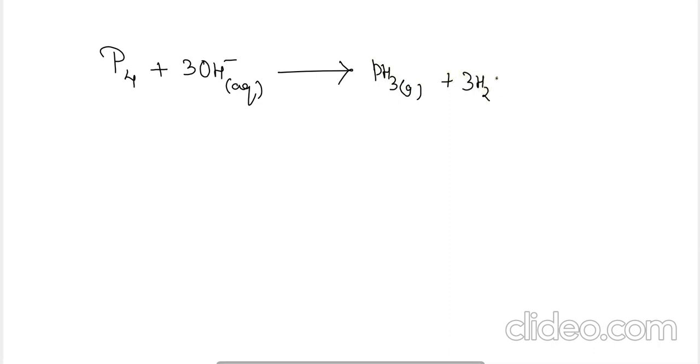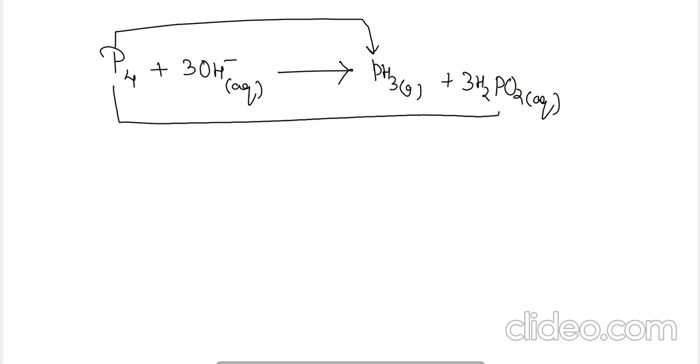One more example we can see is phosphorus. When it is reacted with hydroxide ion in an aqueous solution, meaning it is reacted with an alkali, we will see the formation of phosphine gas and the formation of phosphorus acid. So here phosphorus has undergone two different reactions.